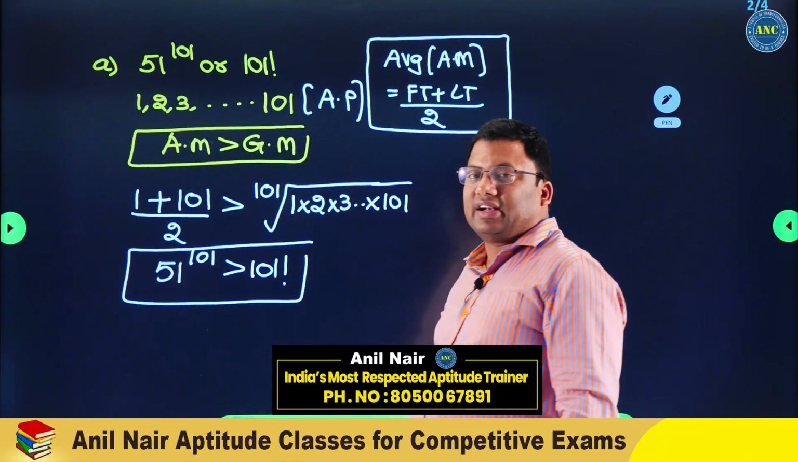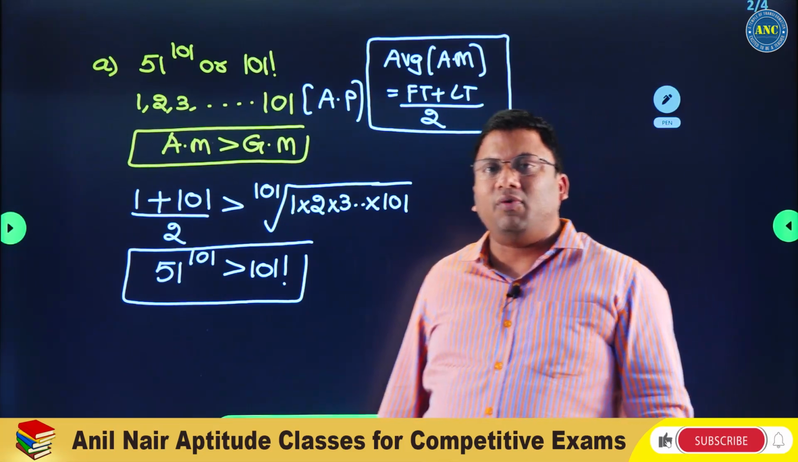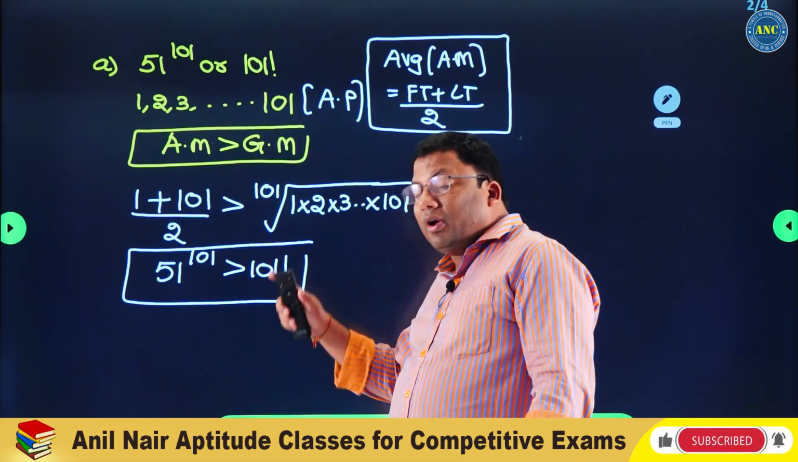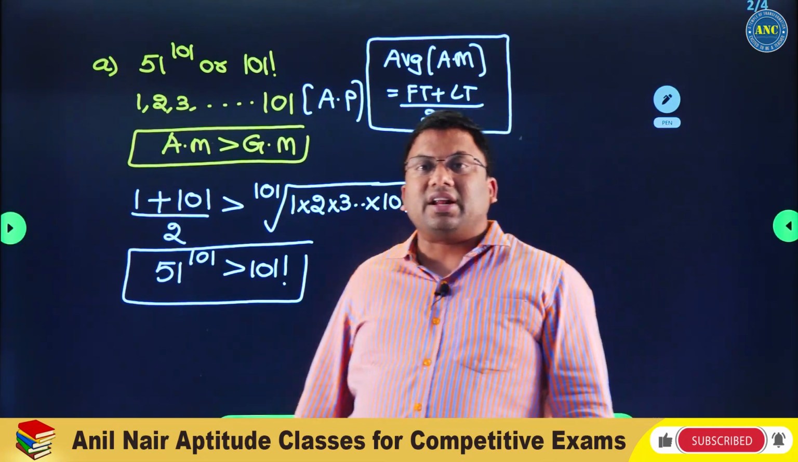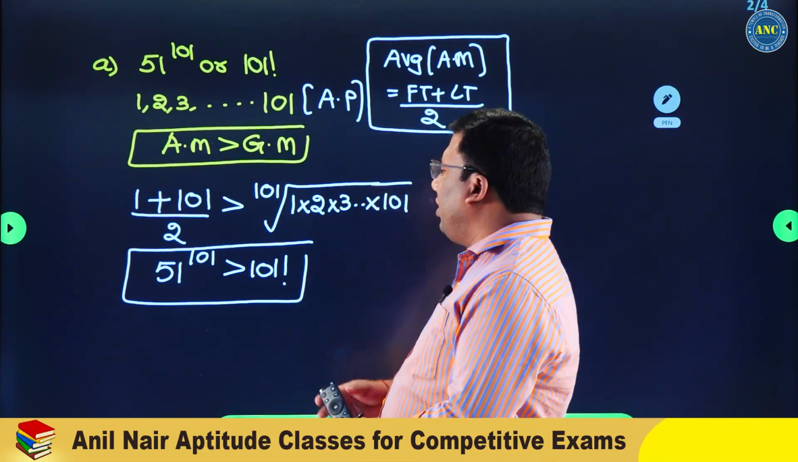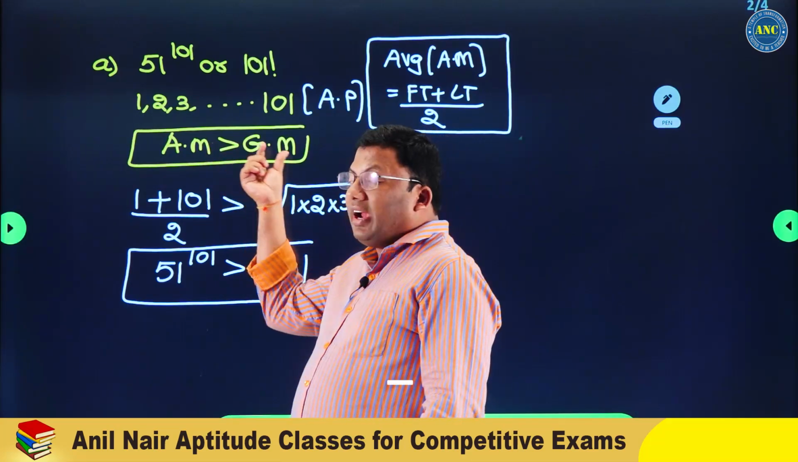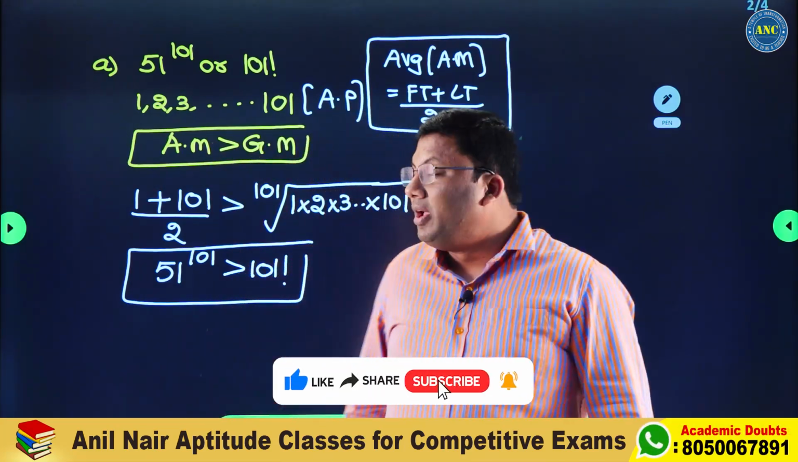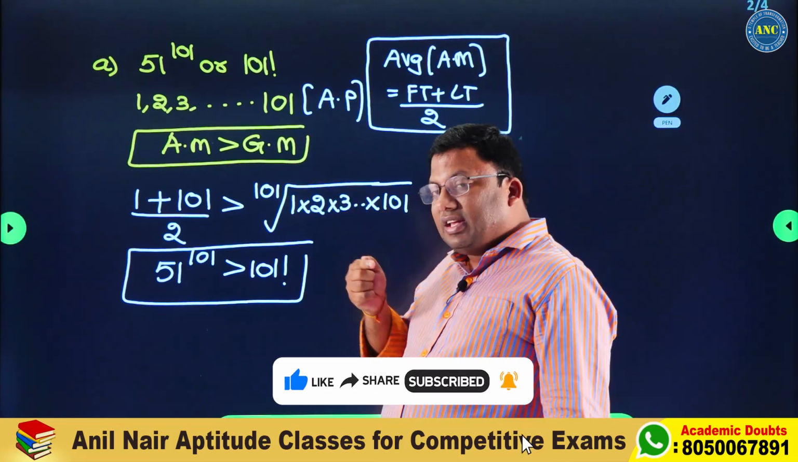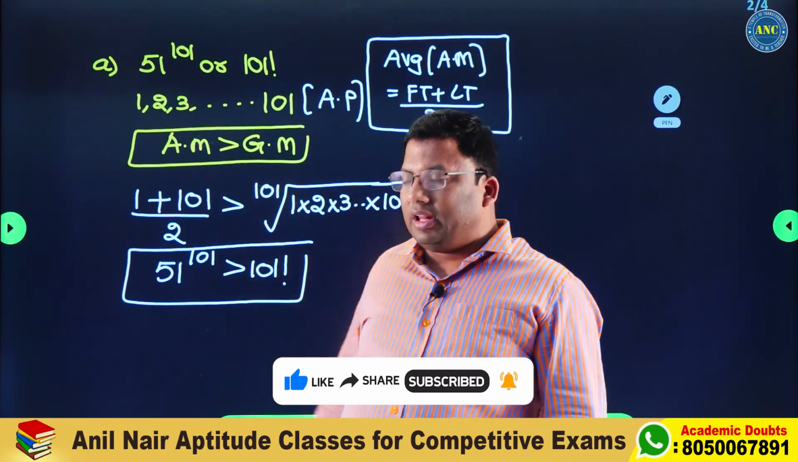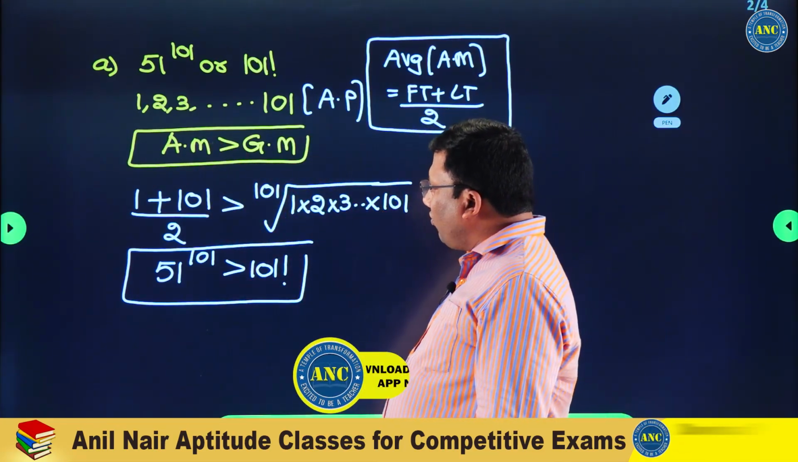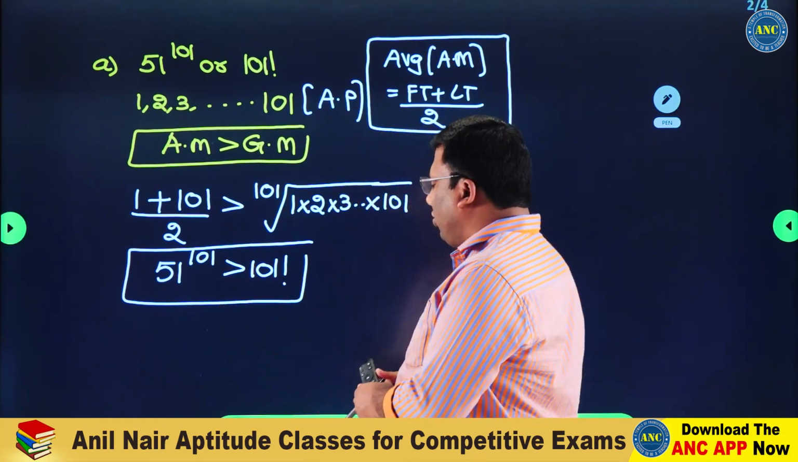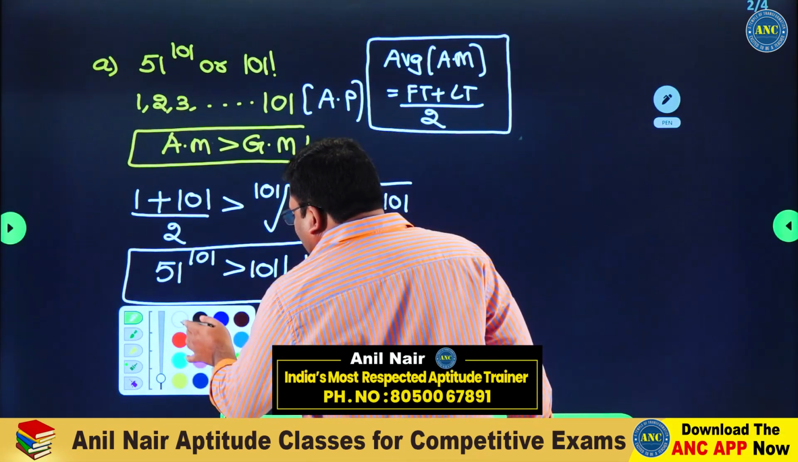Which one is greater, 51 power 101 or 101 factorial? Answer is 51 power 101 is greater than 101 factorial. Why? Because AM is greater than GM. Why did we get that idea, AM greater than GM? Because factorial is there. It is the product of all the numbers from 1 to 101. So 51 power 101 is greater than 101 factorial. I hope the idea is clear.